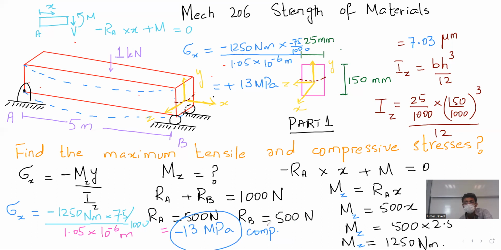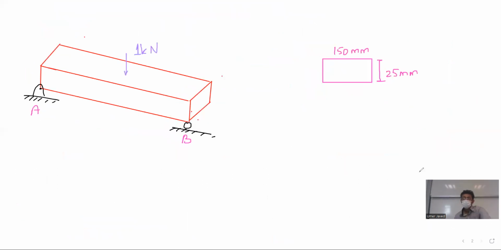So I wrote it like this. Then I substituted y equal to negative. And the answer came out to be positive, and students said this is maximum tensile stress. Okay, Vijay, thank you.